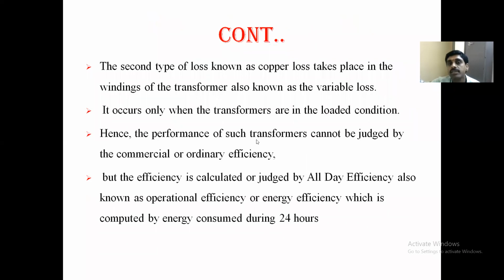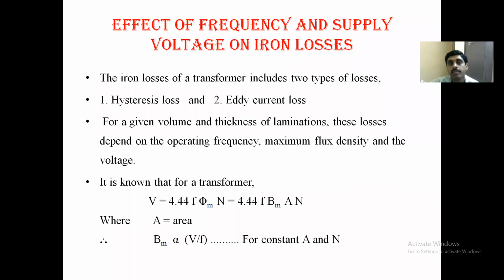The second type of loss is copper loss, which takes place in the windings. It is a variable loss. It occurs when the transformers are in loaded condition. Hence, the performance of such transformers cannot be judged by commercial or ordinary efficiency, because variable losses should be considered separately. Efficiency is calculated and judged by all day efficiency, also known as operational efficiency or energy efficiency, because kilowatt hour means energy, which is computed by the energy consumed during the 24 hours. So mainly distribution transformers will consider this all day efficiency.